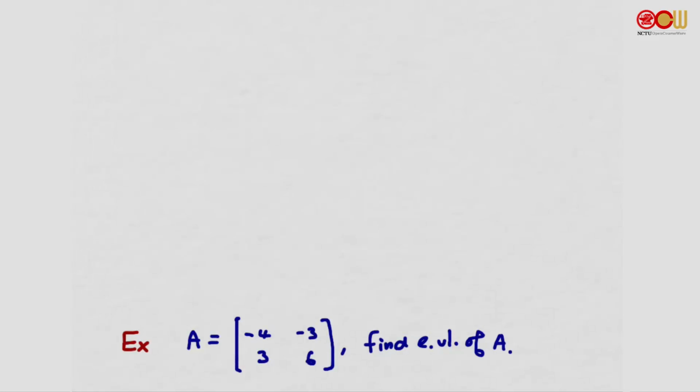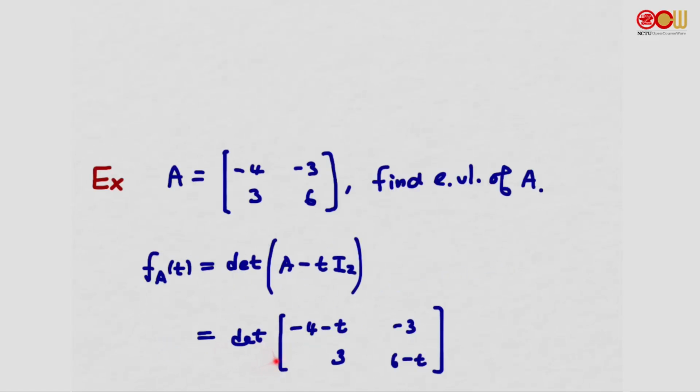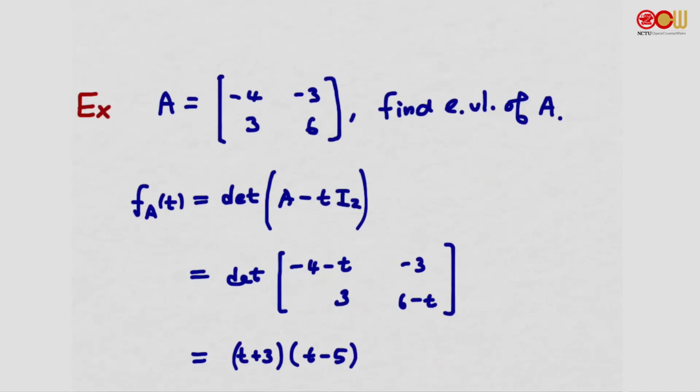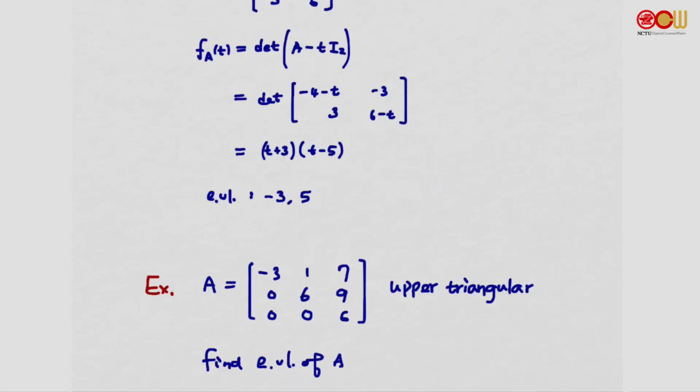For example, this is a matrix A, and we would like to find all eigenvalues of A. And we know the eigenvalues of A are the real roots of the characteristic polynomial. So we find the characteristic polynomial. That's the determinant of this matrix that depends on t. And if we take the determinant, we can find the expression to be (t plus 3) times (t minus 5). So now we have the eigenvalues, minus 3 and 5.